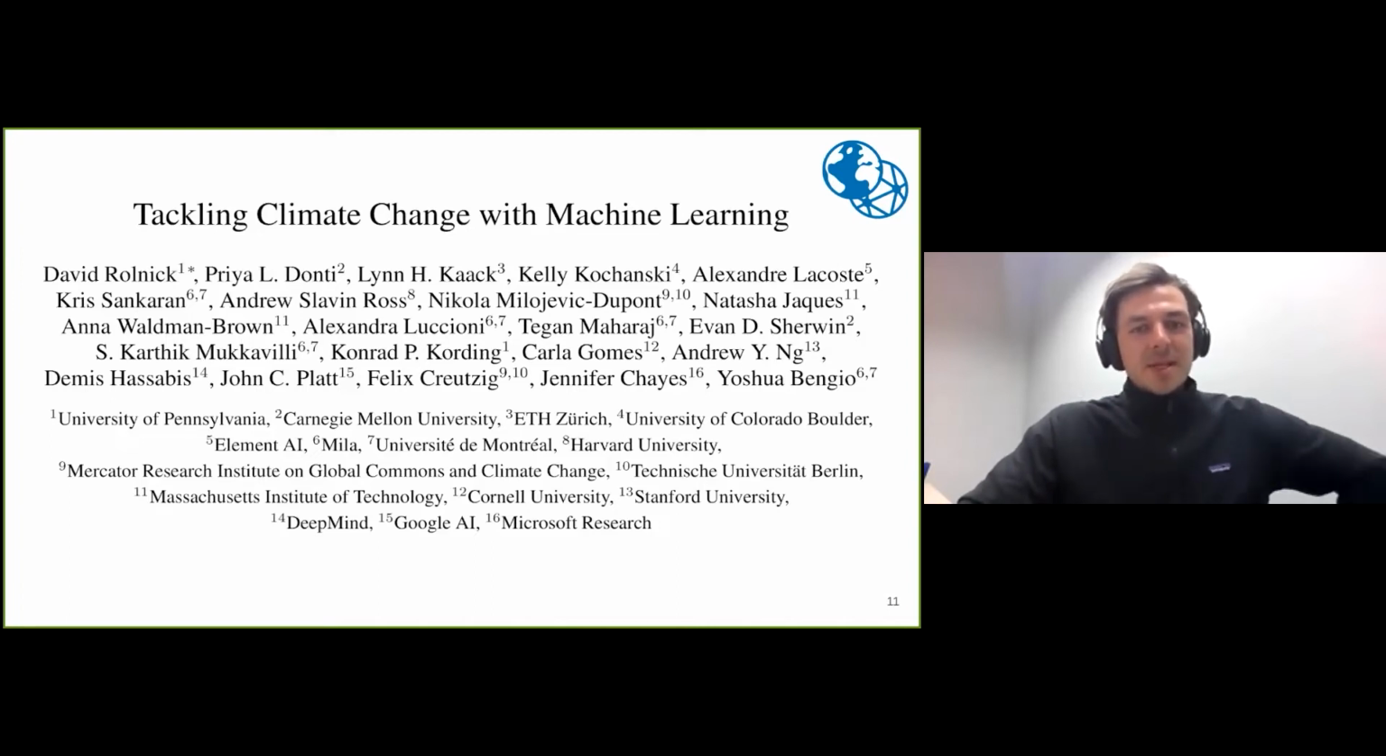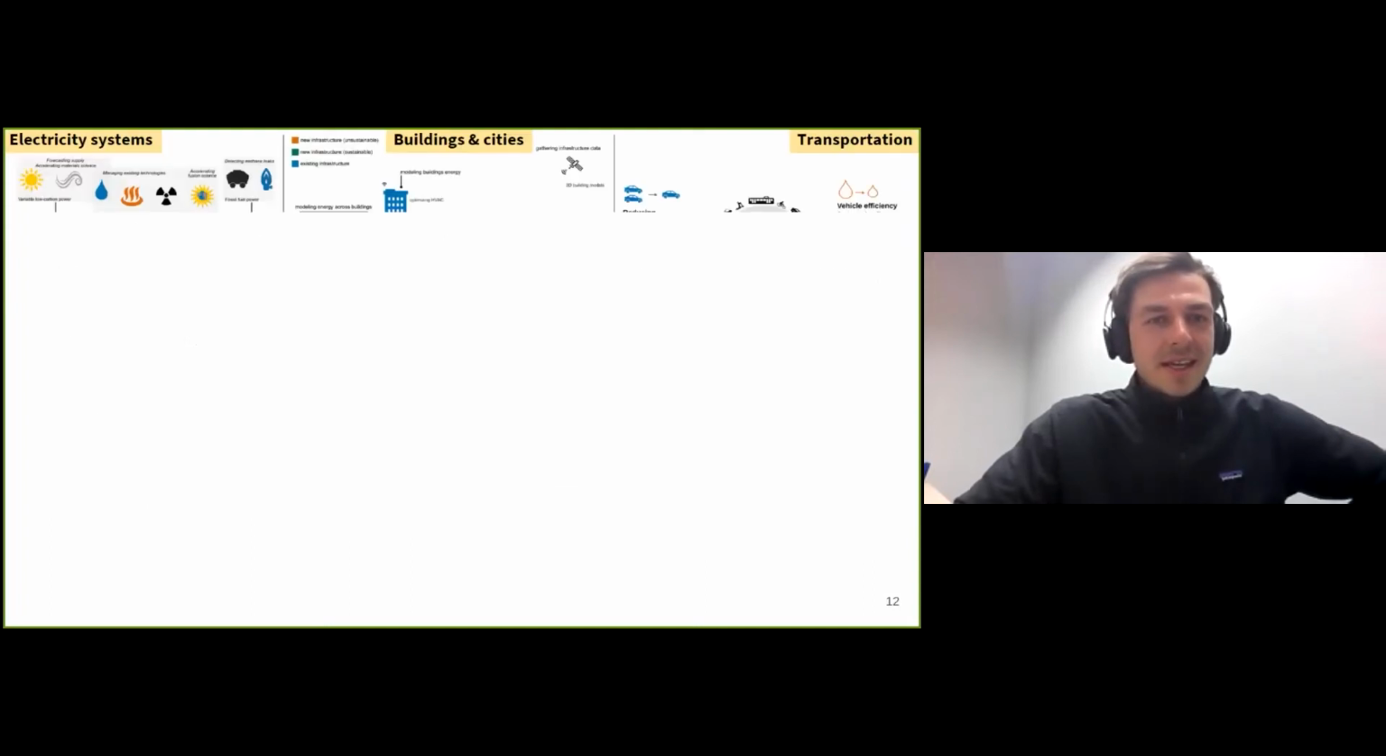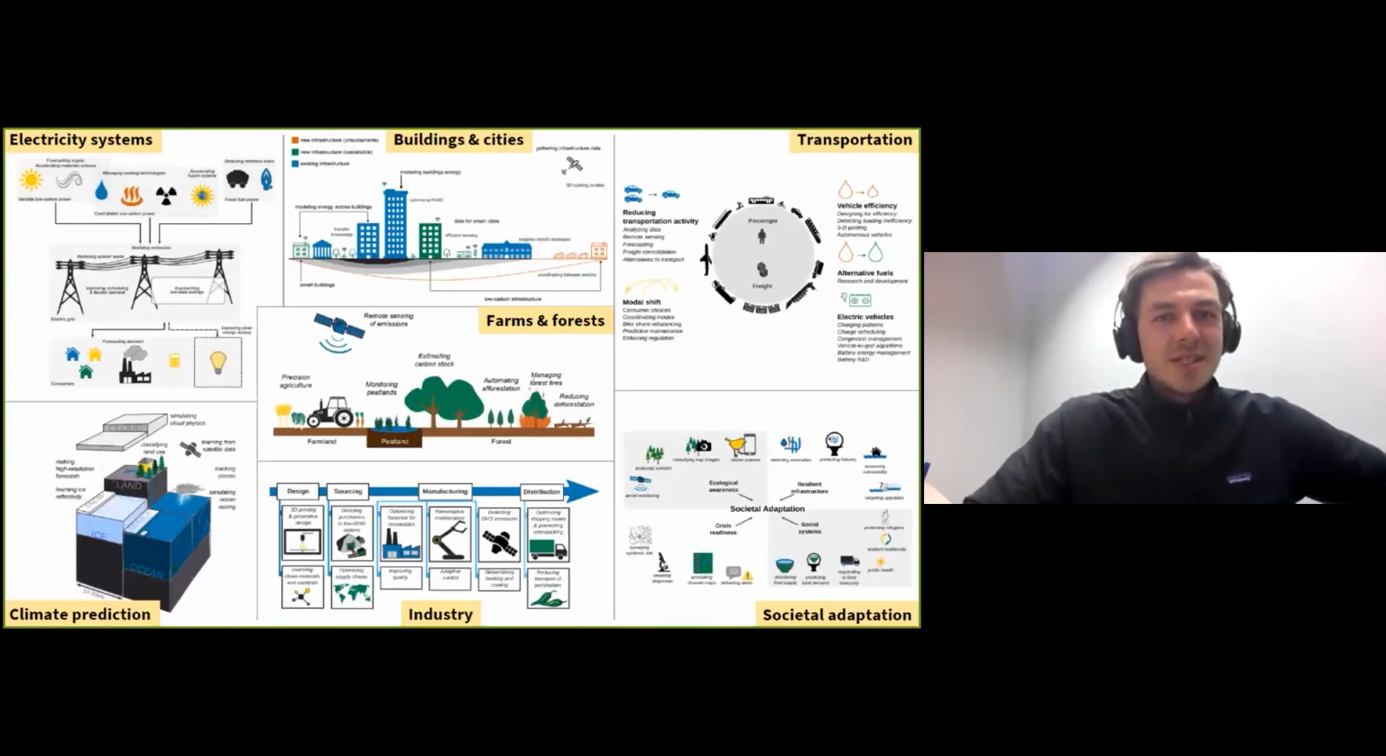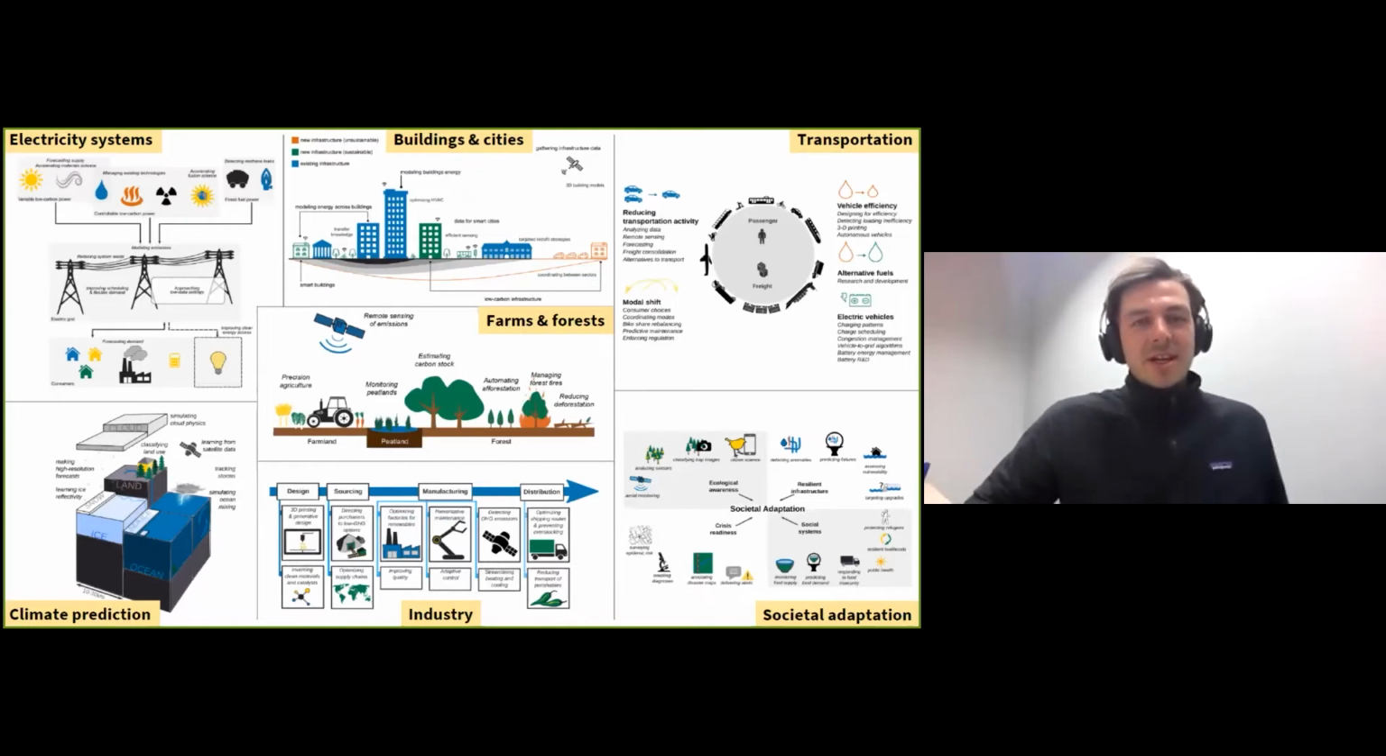So in this paper, the authors identify different industries where machine learning can be especially useful, and these different sectors resemble quite well the chart that I showed before about the greenhouse gas emissions. So we have electricity systems, buildings and cities, transportation, farms, forests, industry, climate prediction, and societal adaptation. And there are many examples where machine learning can be used.